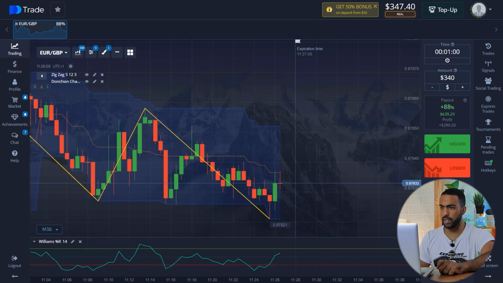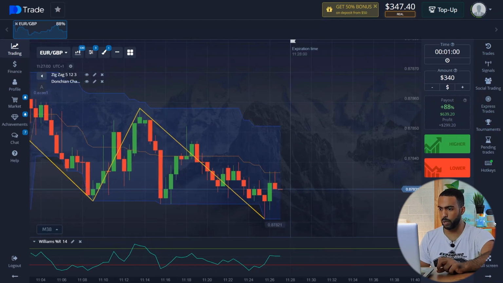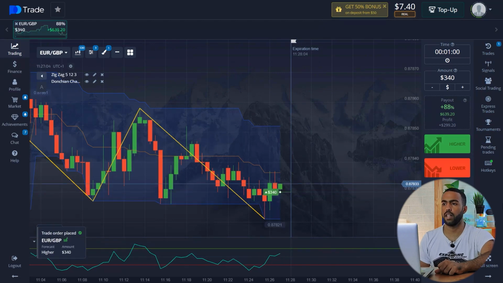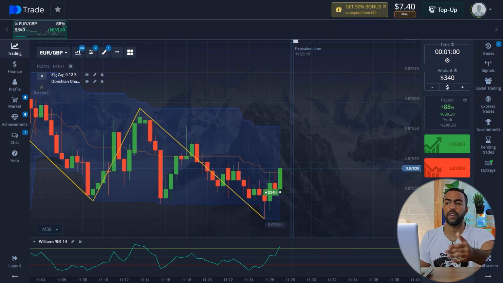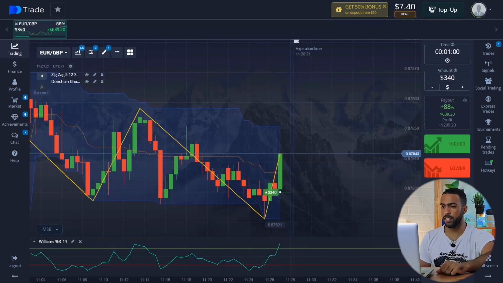Now I'm waiting for the price to go lower to get a nice opportunity. And here we are. I made an up trade for $340 for 1 minute. I made this decision based on the Williams indicator, as its line, despite everything we're seeing here, was actively growing, which was a signal for me about a possible increase in price. That's why I made an up trade. Okay, so let's see how that's going to turn out.